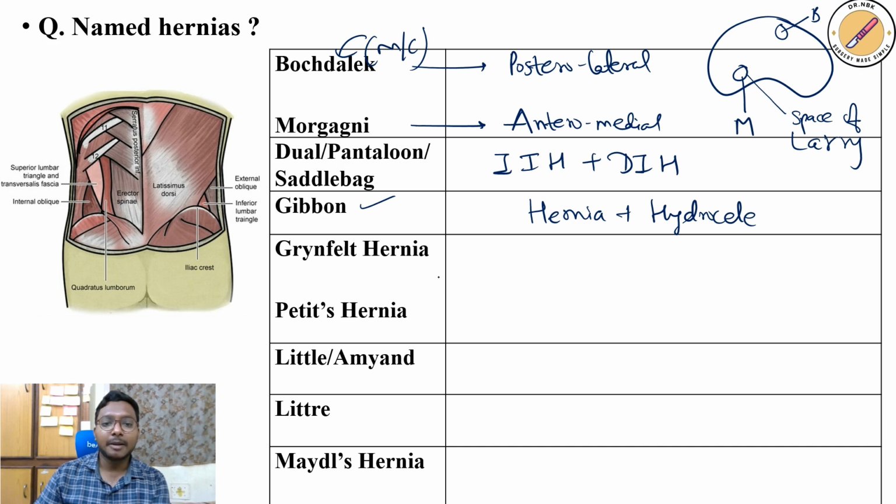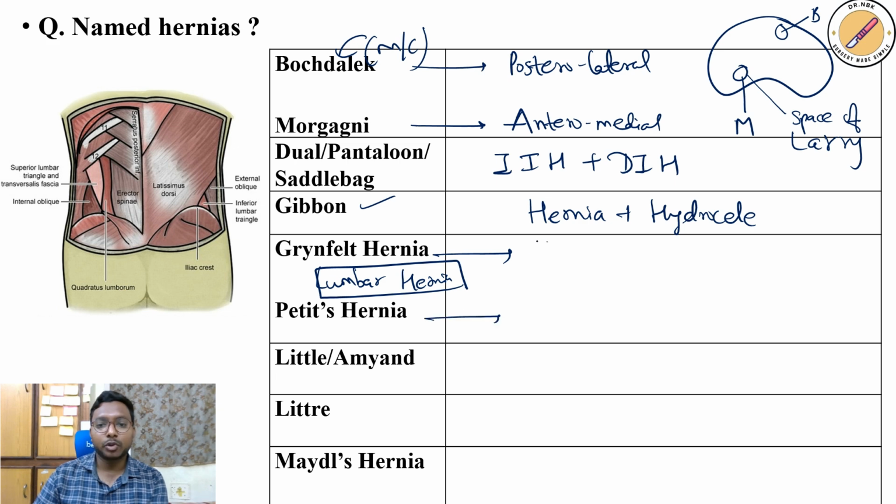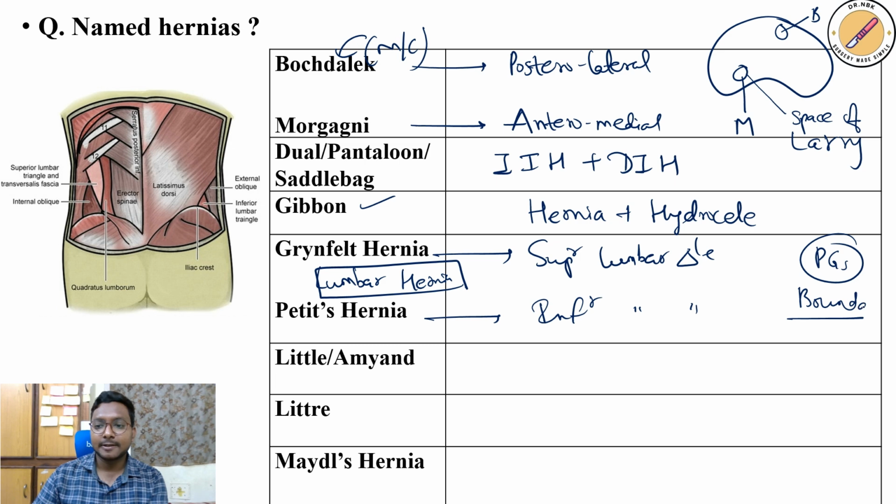Now, Grynfeltt hernia and Petit's hernia, both of these are lumbar triangle hernias or lumbar hernias. So we have two lumbar triangles. Grynfeltt hernia is happening through the superior lumbar triangle, whereas Petit's hernia is happening through the inferior lumbar triangle. For PGs, it is important to remember the boundaries of these lumbar triangles. So I'll just show you in the picture. This is the inferior lumbar triangle and this is the superior lumbar triangle.